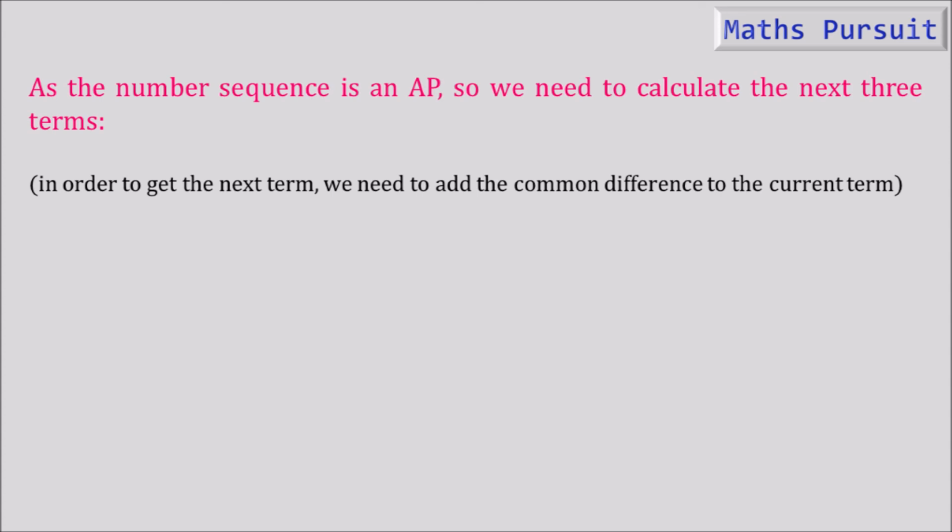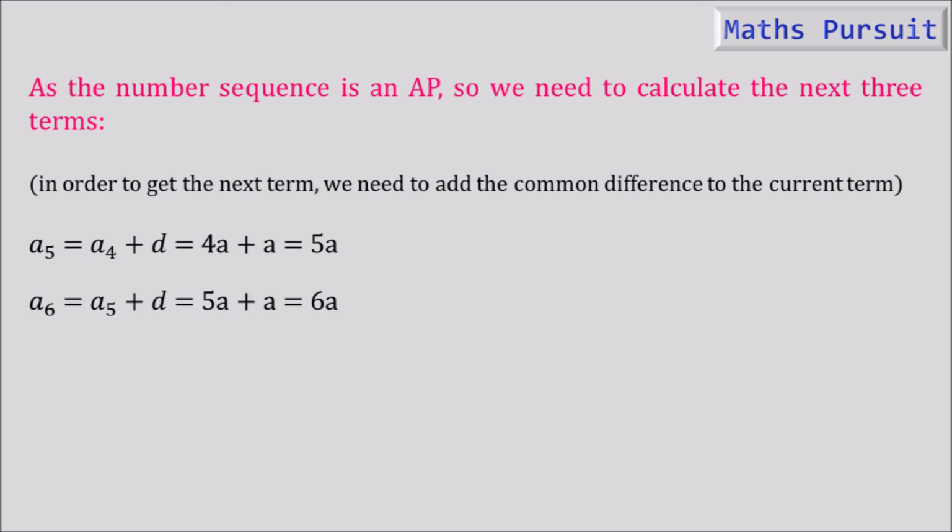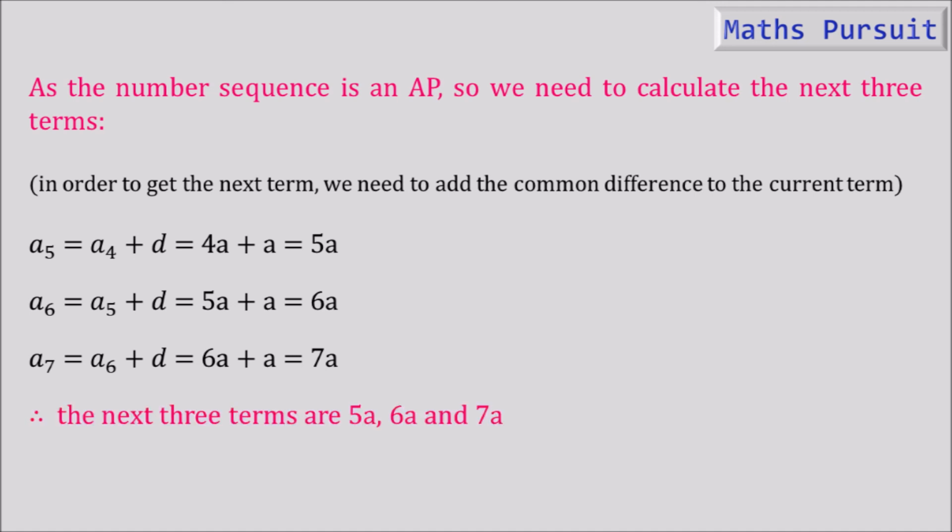So for finding A5, A5 is equal to A4 plus D, that is equal to 4A plus A, that is equal to 5A. So here we got A5 as 5A. Similarly, A6 is equal to A5 plus D. Putting 5A for A5, and D we know it is A, so that is equal to 5A plus A, that is equal to 6A. Similarly, A7 is equal to A6 plus D, and we got A6 as 6A from the above step, and D we know it is A, so that is equal to 6A plus A, that is equal to 7A. Therefore, the next 3 terms are 5A, 6A and 7A.